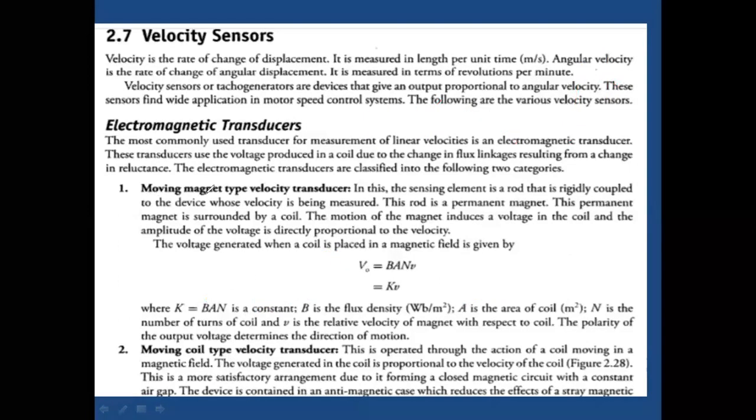Coming to the moving magnet type velocity transducer, the most commonly used transducer for measurement of linear velocities is an electromagnetic transducer. This transducer uses the voltage produced in a coil due to changes in flux linkages. Before going to that, let me explain the working principle of a DC generator. Suppose I have an armature here.